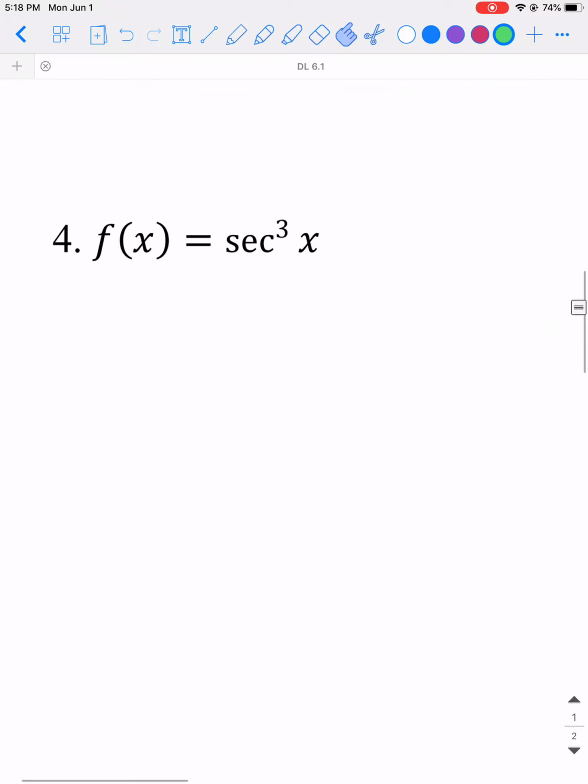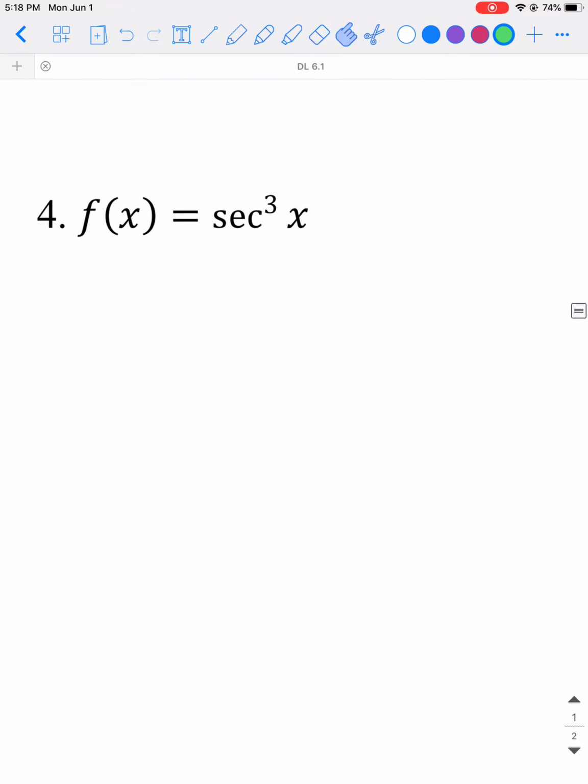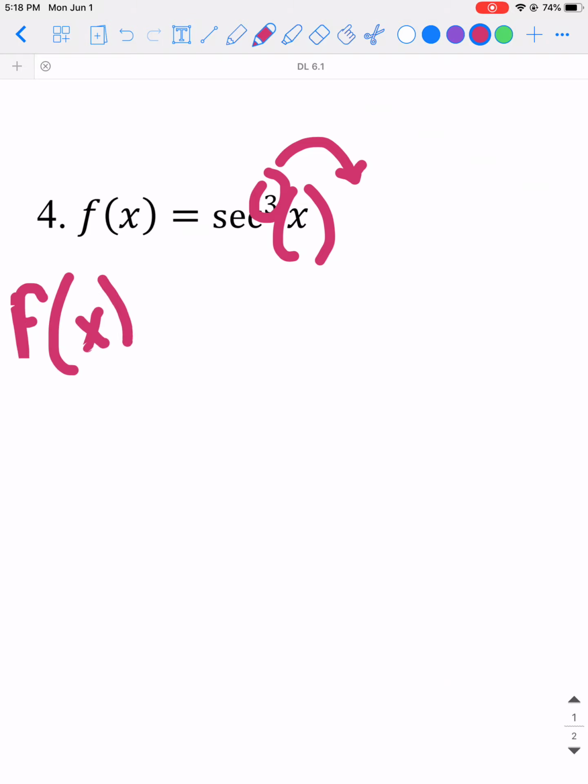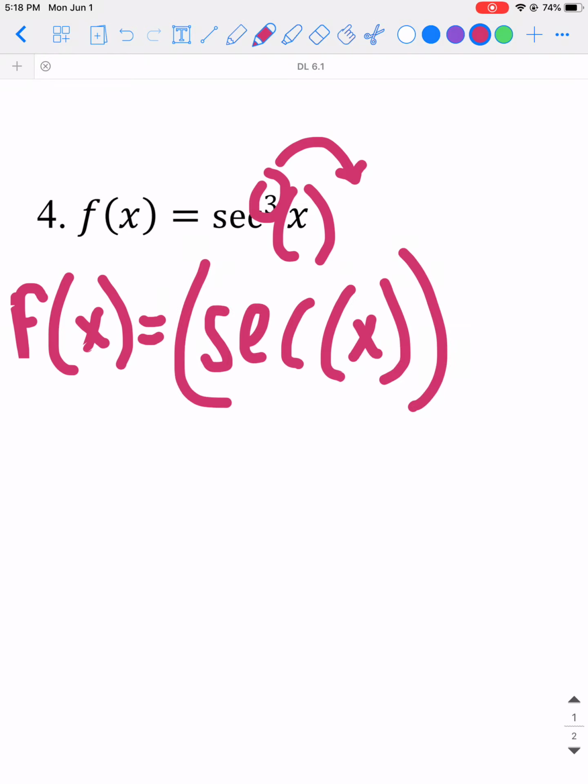Alright, and down here for number 4, again, I think it's really important to rewrite some of these original functions so we could see what rule we're using. So when we don't have parentheses, you could throw those in, but also when I have an exponent, I probably want to rewrite it so it's on the outside so it's clear I'm doing the power rule. So if I'm just rewriting my original function, f of x is secant of x, and it's that whole function raised to the 3rd power.